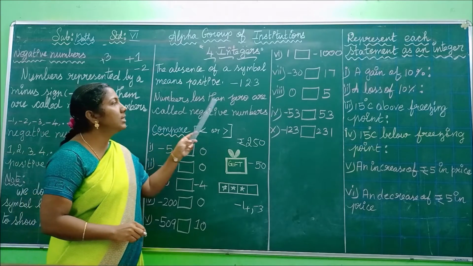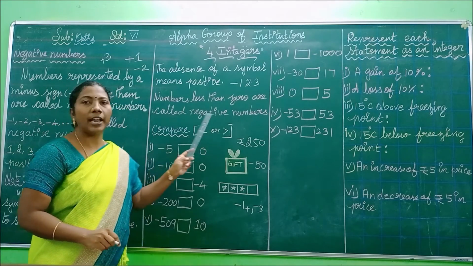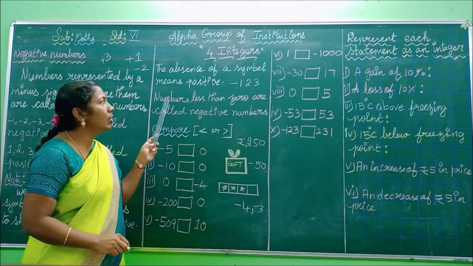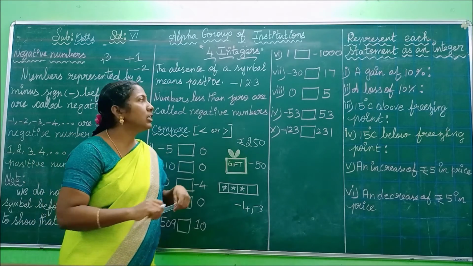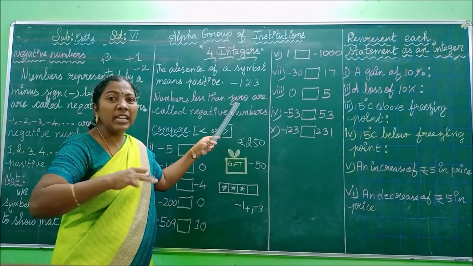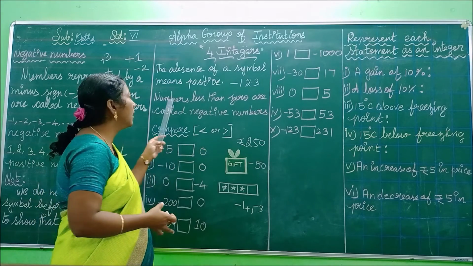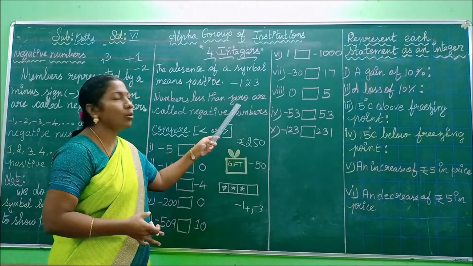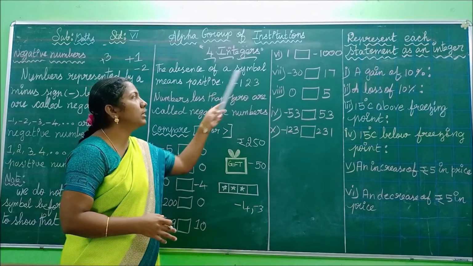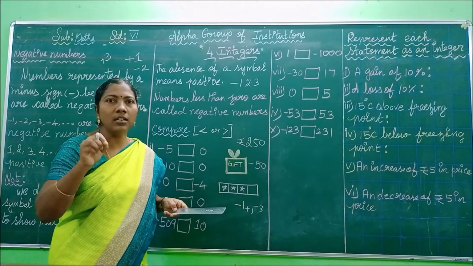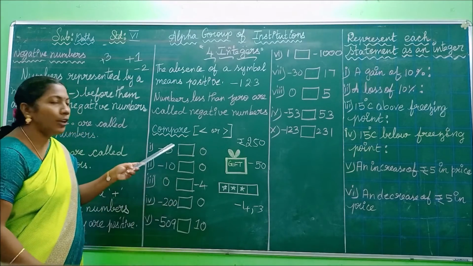Numbers less than 0 are called negative numbers. So we have discussed negative numbers. What is the value of negative numbers? 0 is bigger than a negative number. See here, numbers less than 0 are called negative numbers. So the negative numbers are always less than 0. See here, we are going to compare this number.